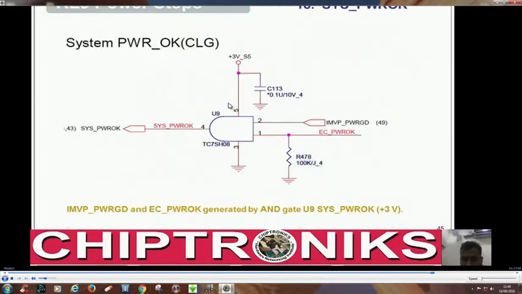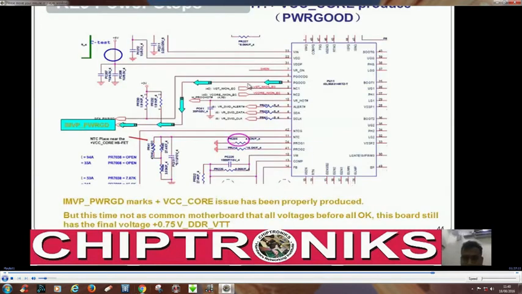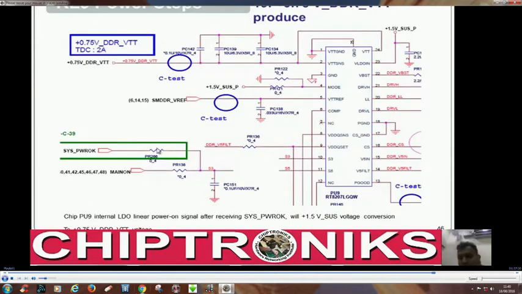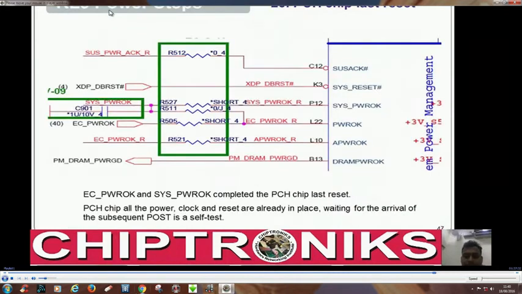Let's check once again. Here the IMVP power good is provided by the voltage regulator. IMVP power okay and EC power okay are both combined to provide sys power okay. This sys power okay has one very important function, that is it will enable this voltage regulator to generate the termination voltages, and after the CPU gets termination voltages, this EC power okay and the sys power okay will be fed to the PCH, and the PCH will release DRAM power okay, that is the power good, that is the power to the RAM controller inside PCH.